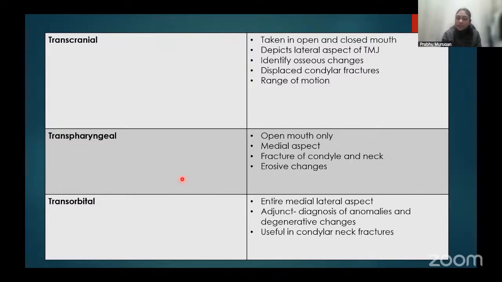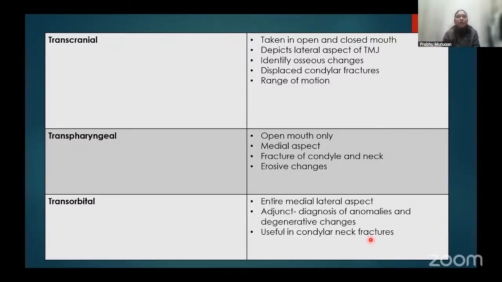Okay, the transpharyngeal view is taken in open mouth position only. It is not taken in a closed mouth position. This helps to look at the medial aspect of the TMJ. That one was for the lateral aspect, this is for the medial aspect of the TMJ. So it helps to capture fractures of the condyle and the neck region of the condyle, and to look at the erosive changes of the condyle and the coronoid. Okay, and then next is the transorbital. The transorbital gives you the entire mediolateral aspect of the TMJ, and it helps in the diagnosis of anomalies and degenerative changes, and is also an adjunct for looking at condylar neck fractures.